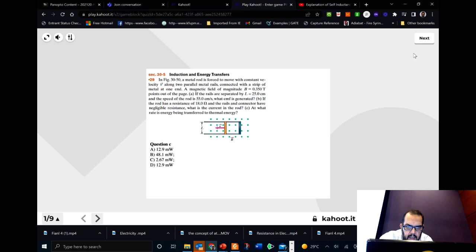This is question A. Question B: if the rod has a resistance of 18 ohms and the rail and connector have negligible resistance, what is the current in the rod and at what rate is the energy being transferred to thermal energy? Question C: at what rate? Here we're asking about the power. I will give you 3 minutes for this one.